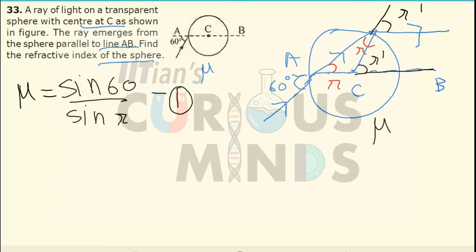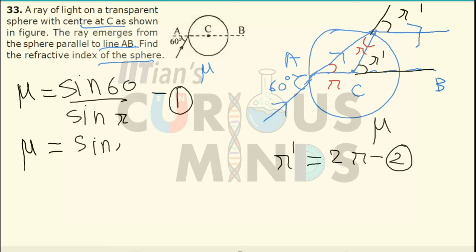Now let us find the value of R dash. R dash can simply be written as 2 times R, from the remote interior angle. Now again I will substitute the value of mu over here. Mu will be equal to sine R dash divided by sine R.